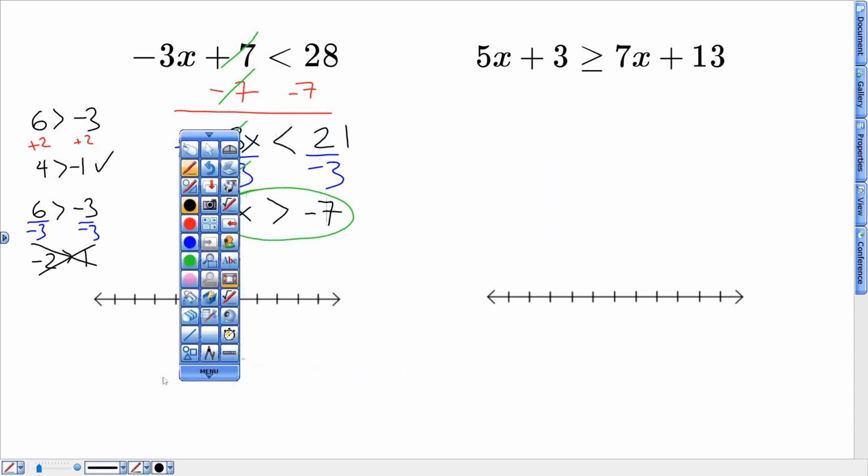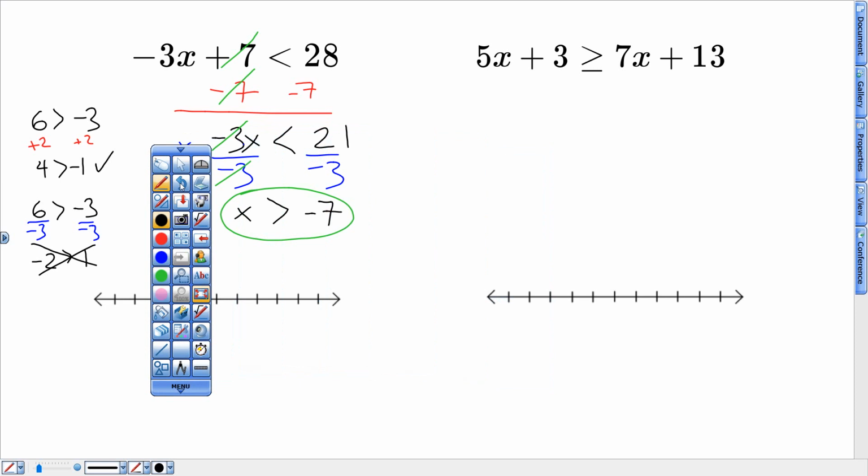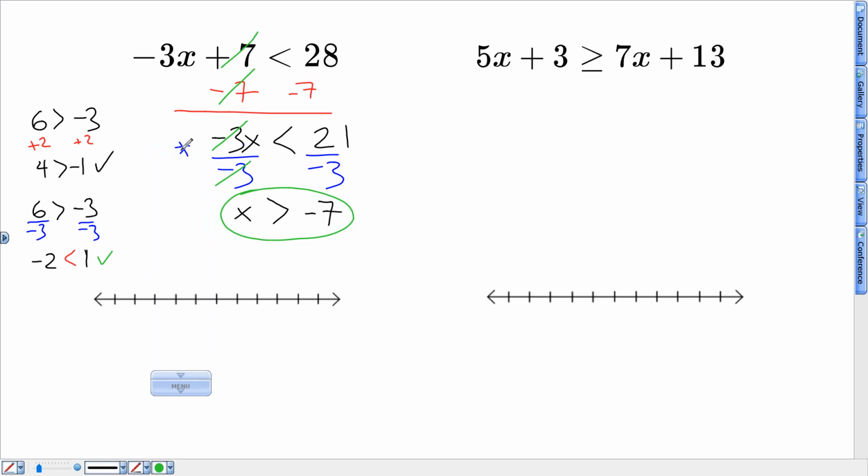When you divide by a negative and the signs switch, you also have to take that inequality and rotate it around to keep it true. That is a key concept we're looking at today. Dividing or multiplying by a negative number flips around your inequality.